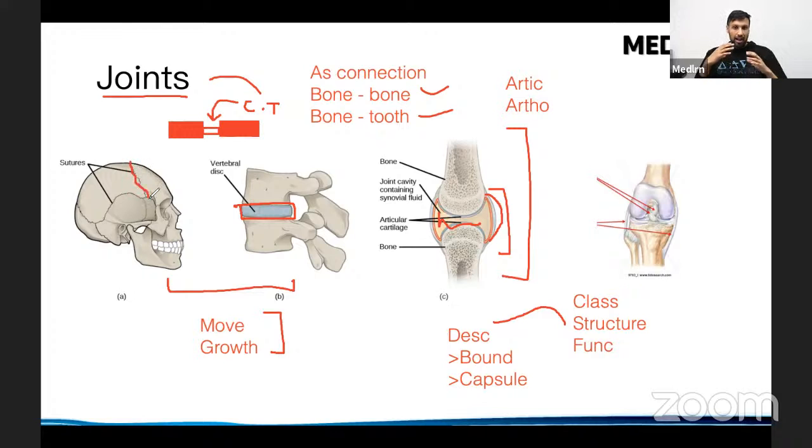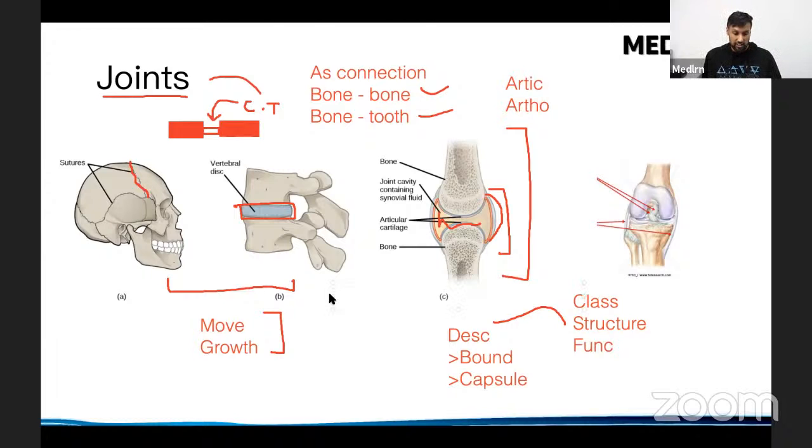So the basic takeaway from this really short session is that we have joints. What are joints? Joints are essentially connections. Why do we have connections? We have connections for movement, but also to facilitate growth. We can classify these connections based on their structure or their function.